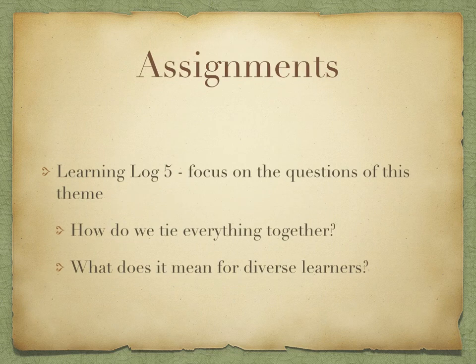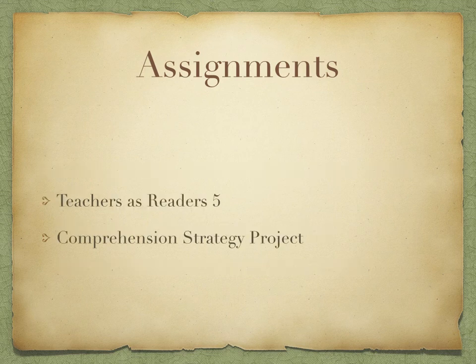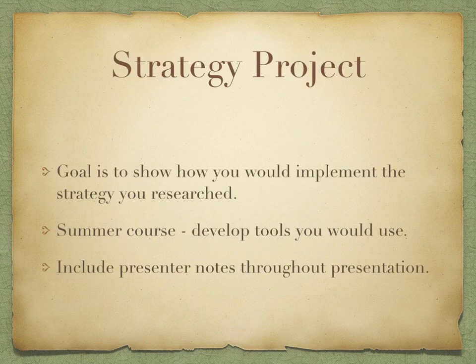So for each of those readings, you're thinking back to those 2 essential questions of how do we tie everything together and what does it mean for diverse learners? And you'll piece together your learning from those readings in learning log number 5. Then the other 2 assignments that you have for this theme are your teachers as readers. This will be your final forced reading for pleasure. And then your comprehension strategy project, which I'll talk about next.